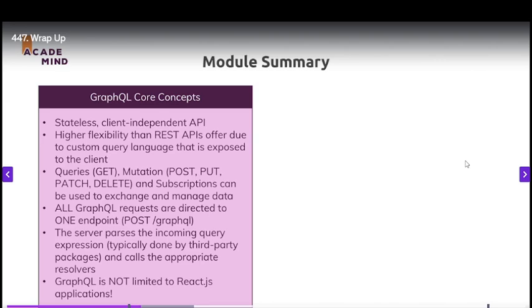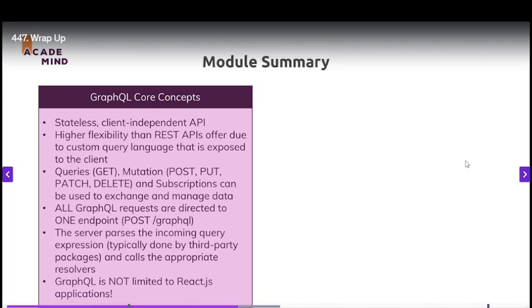A GraphQL API is made up of queries, which you would compare to your GET requests in REST APIs, mutations, that would be your POST, PUT, PATCH, and DELETE requests in REST APIs, and possibly also subscriptions, something I didn't cover in this module. You use these constructs to exchange data and to manage data. And the important and characteristic thing about GraphQL APIs is that they only expose one endpoint to the client, and that is a POST request to /graphql typically. It has to be a POST request though. That is something you can't avoid.